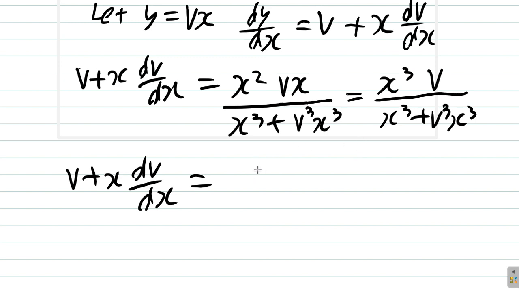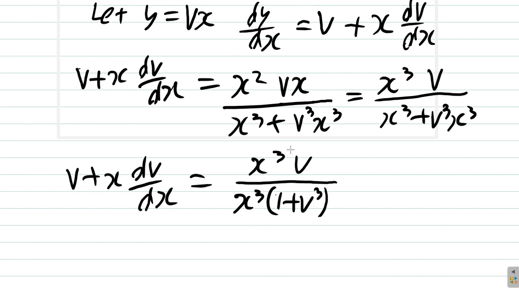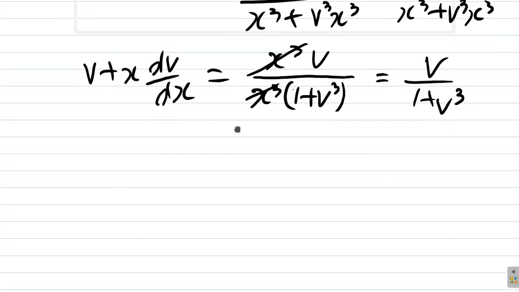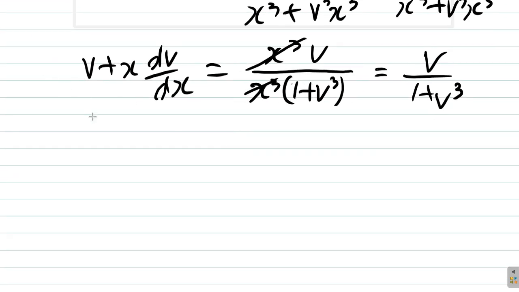Alright? Now, we have x cubed v up top over, factorize the denominator, x cubed times 1 plus v cubed down the bottom. The x cubed cancels x cubed, right? So this is v over 1 plus v cubed. Alright, so we'll see what happens after this.